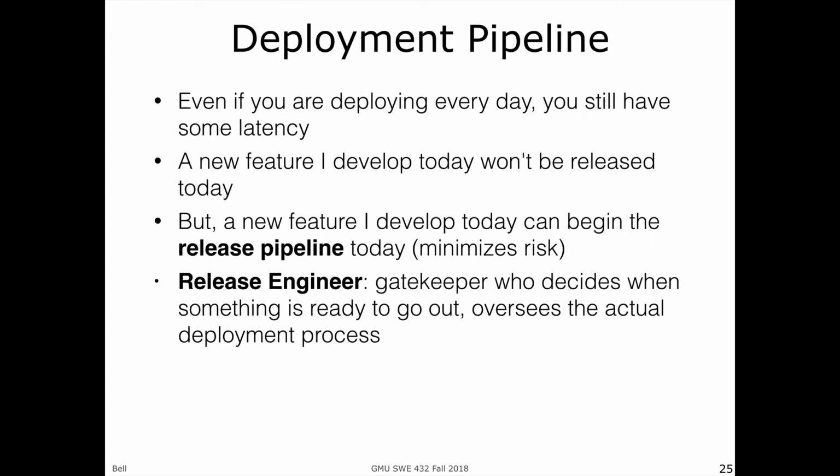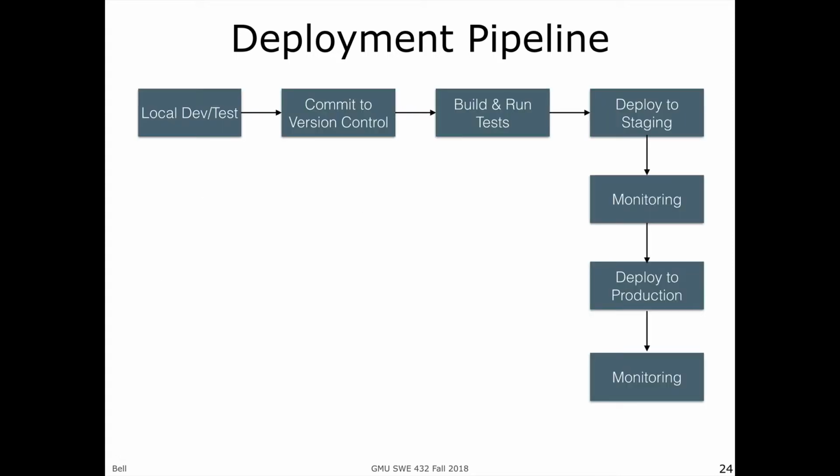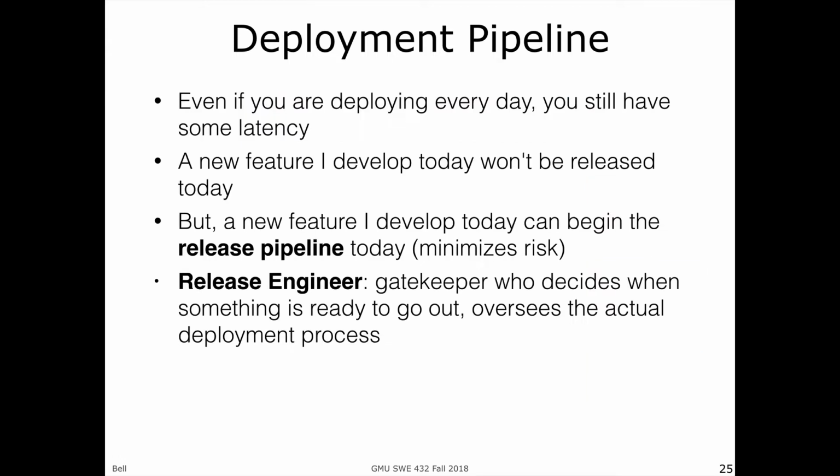We end up having this pipeline that has some latency, right? There are a lot of steps here. So a feature that I develop right away might not be released right away. But a feature that you develop right away is probably going to begin this release pipeline right away that will start moving through the local testing, the staging, and the production environments.